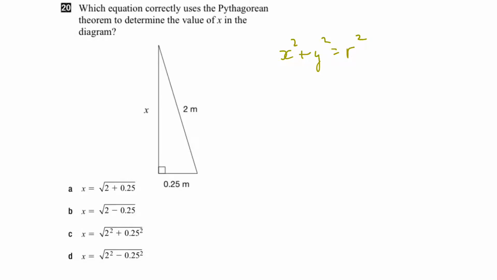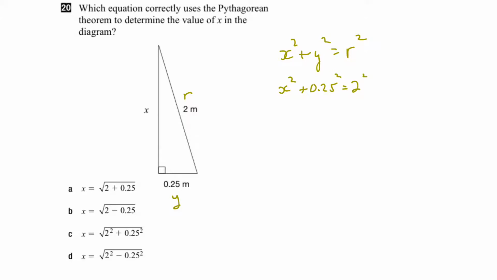So we'd say that the 0.25 would be y, and the 2 here would be r. So let's plug these values for y and for r into our formula. And when we do that, we'd get x squared plus 0.25 squared equals 2 squared.